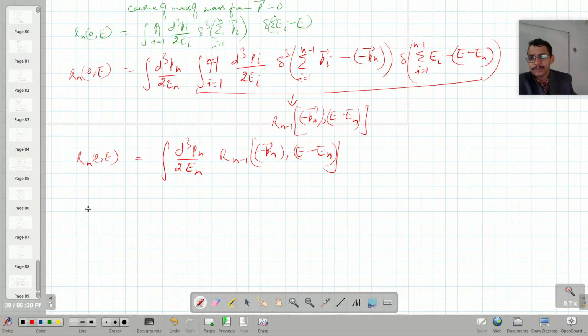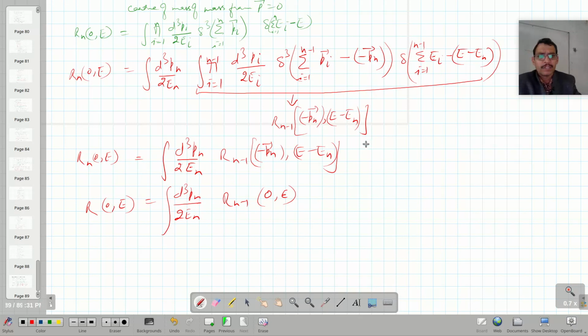Now Rn(0, E) can also be written in short notation like this. Let us call it equation number 1.